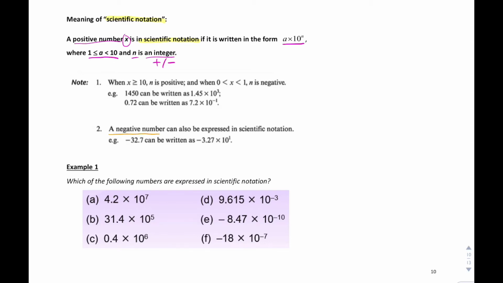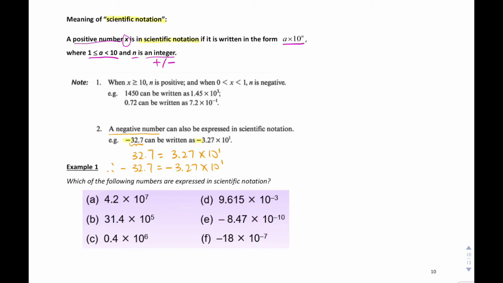Actually, a negative number can also be expressed in scientific notation. Say, for this one, negative 32.7, we just copy the negative sign. And then for 32.7, this is 3.27 times 10 to the power of 1. So negative 32.7 equals negative 3.27 times 10 to the power of 1.